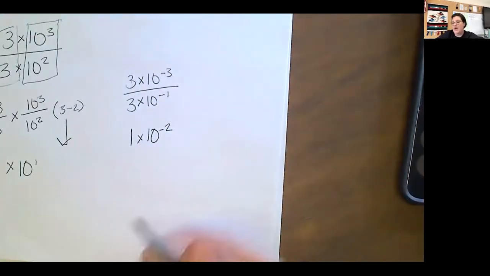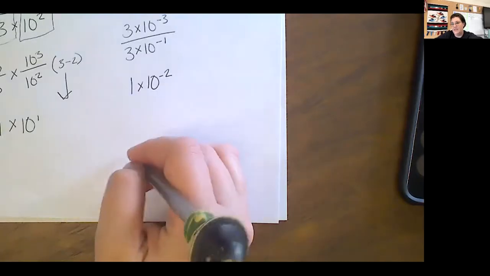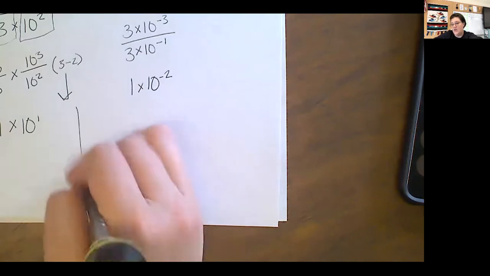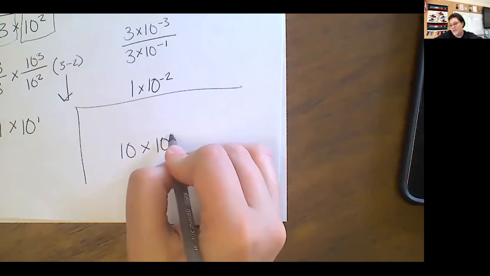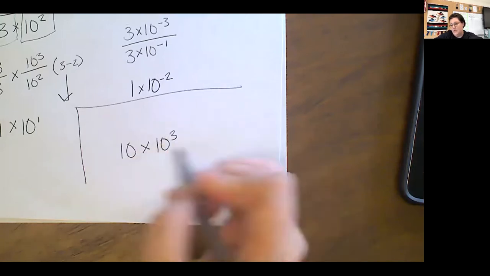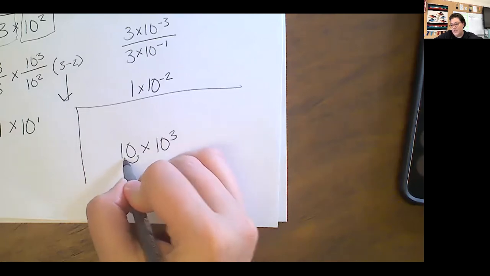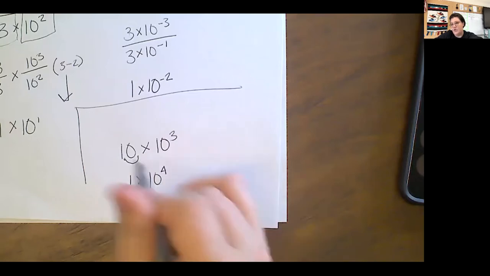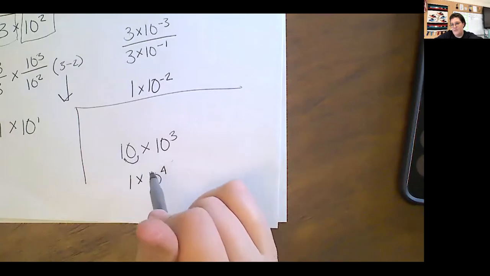So same rules apply if your answer, the number that you're dividing, is larger than 9. So if your answer was something like 10 times 10 to the 3rd, you know that your decimal's here and you need to do that final step of moving it over to get it in correct scientific notation and change your exponent. So don't forget to do this step if you get an answer that is bigger than 9.